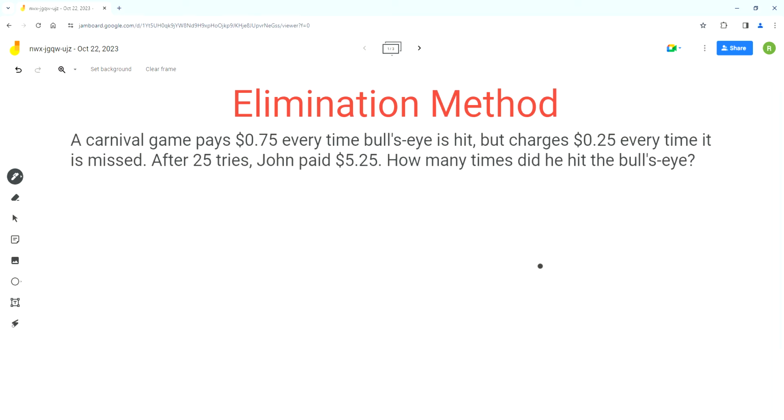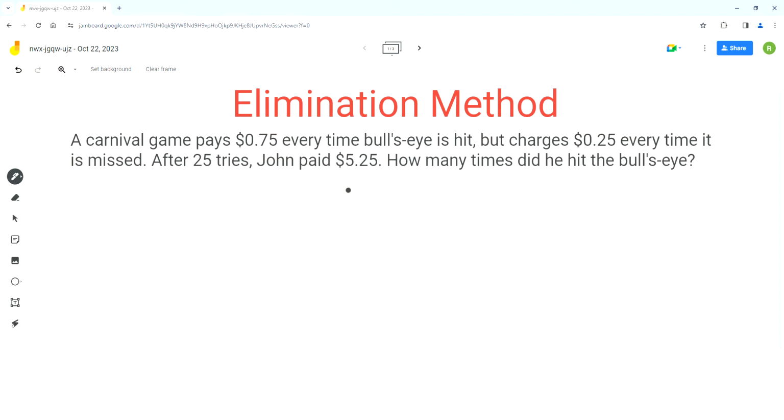So in this video, we'll solve this word problem based on the concepts of linear systems. As per the word problem, a carnival game pays $0.75 every time a bullseye is hit, but charges $0.25 every time it is missed. And after 25 tries, John paid $5.25. How many times did he hit the bullseye?